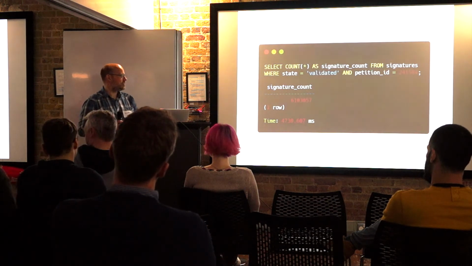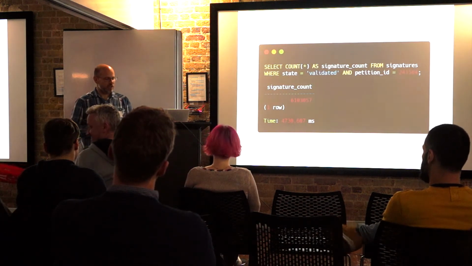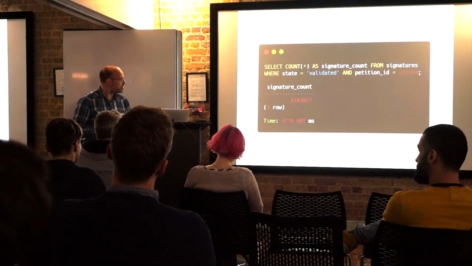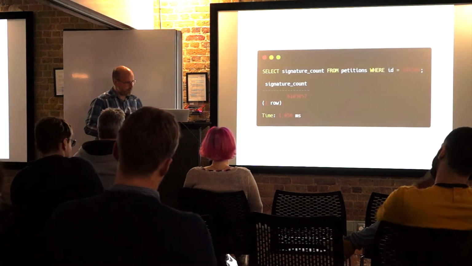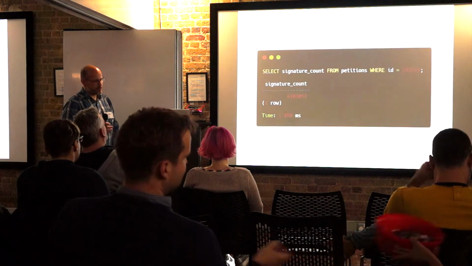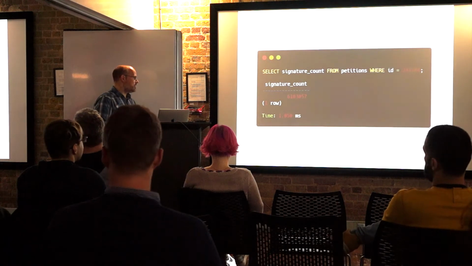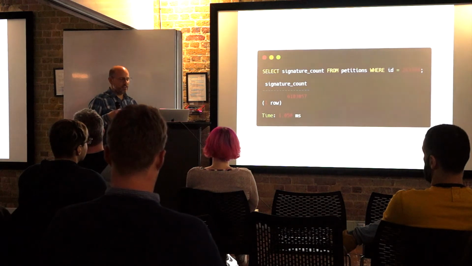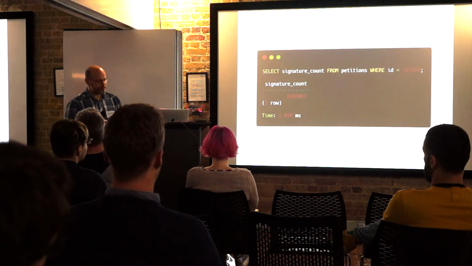So what we need to do is cache this somehow, and typically we do that by adding a column to the parent record. In this case we have a signature count column on the petitions table. So you can see here we fetch the petitions table. It takes a millisecond, and is quick enough to build a page quickly for the user. So what we need to do now is work out how we're going to keep this column updated as those signatures go in. That's what this presentation is about.